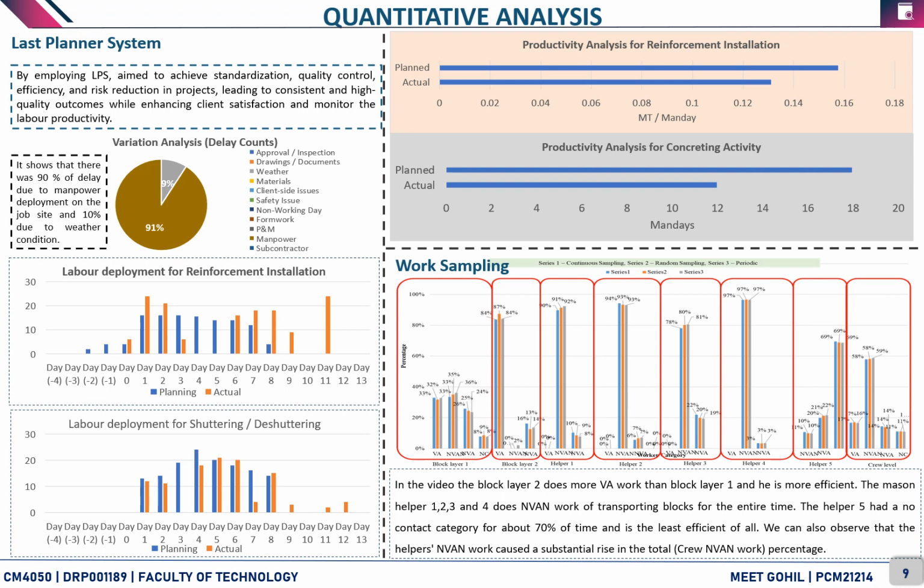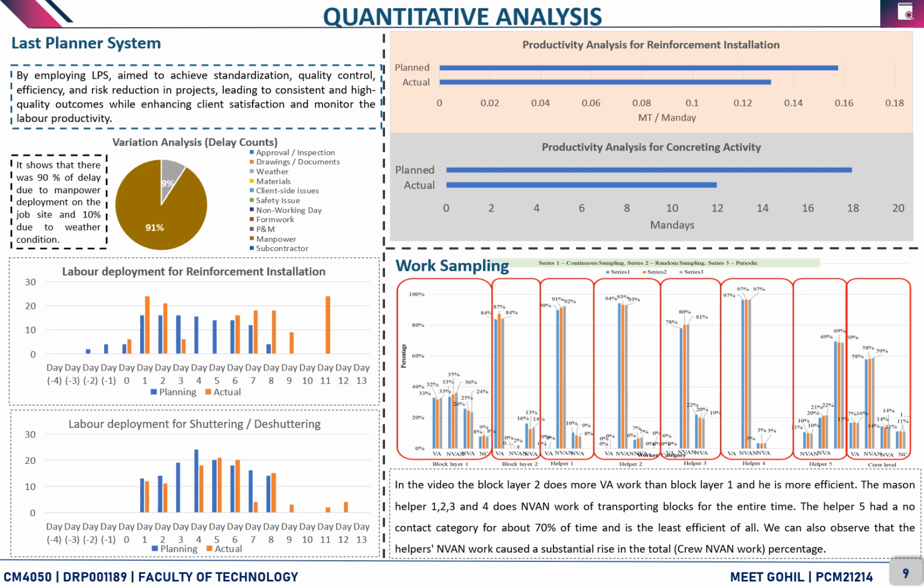Labor deployment in last planner system. So basically we have defined here the labor deployment for different activity, that is reinforcement installation and shuttering and de-shuttering. And we have shown the plan versus actual deployment of labors. As we can see in the figure, graphical visualization of daily labor deployment for reinforcement installation and graphical visualization of daily labor deployment for shuttering and de-shuttering, that was always manpower less deployed as compared to the plan by the labor contractor.